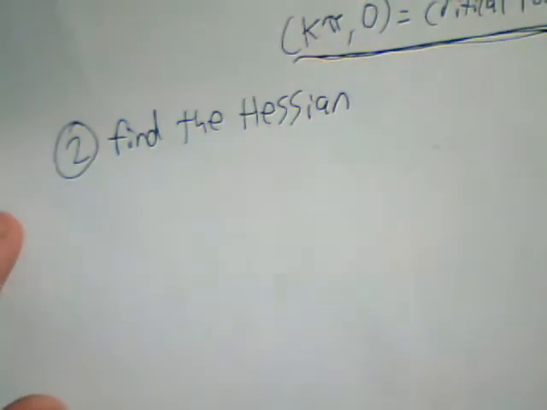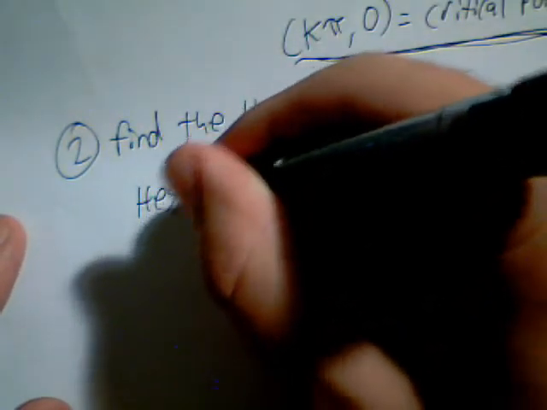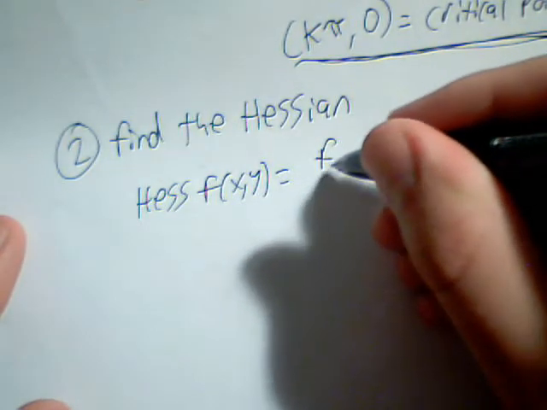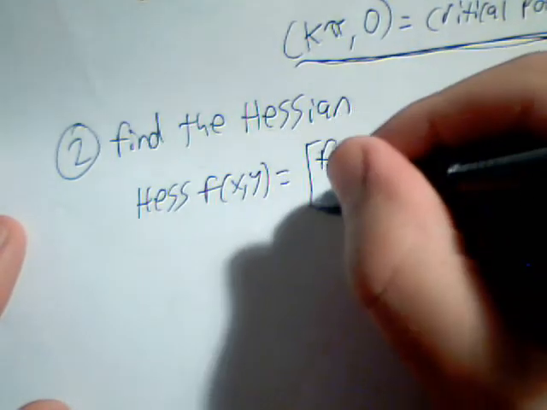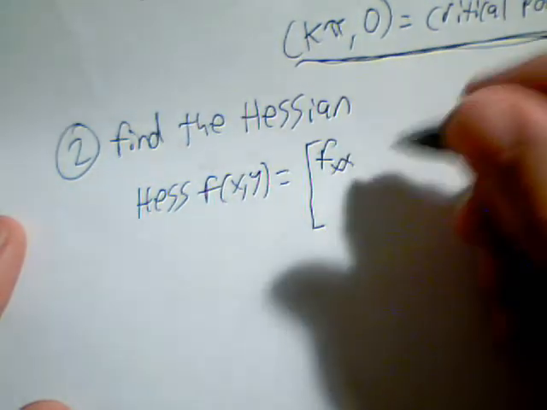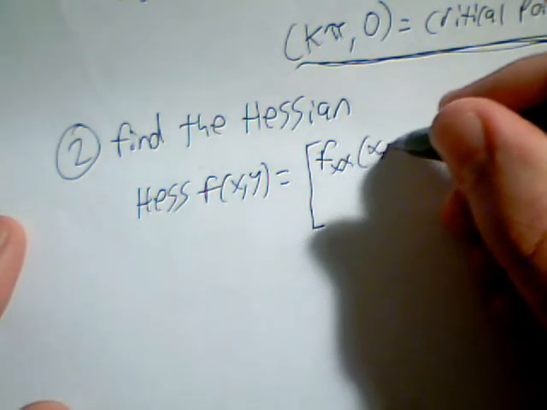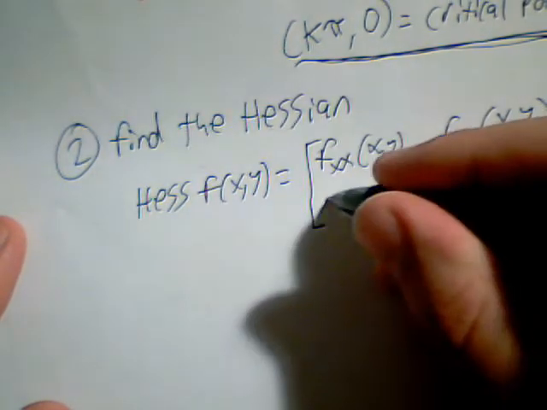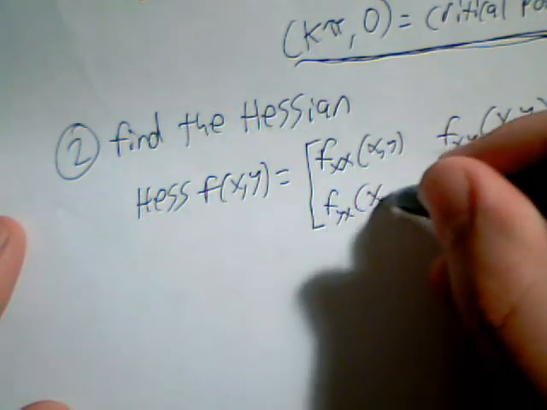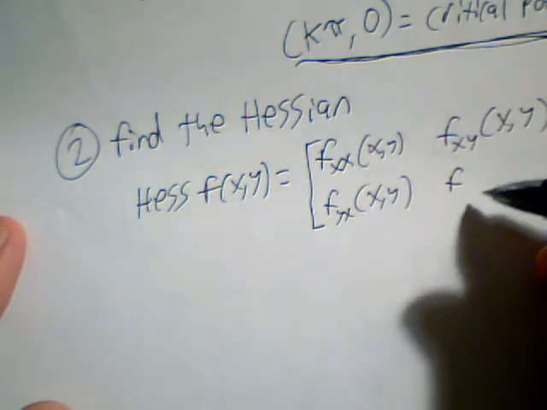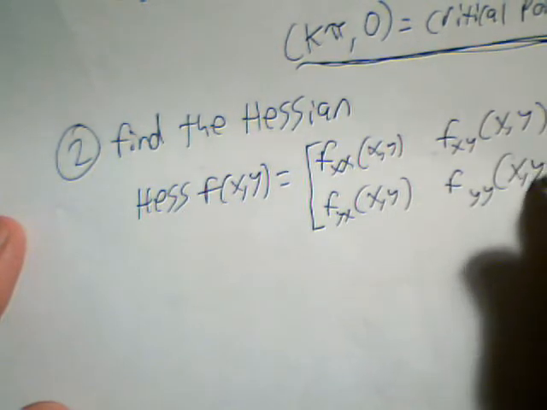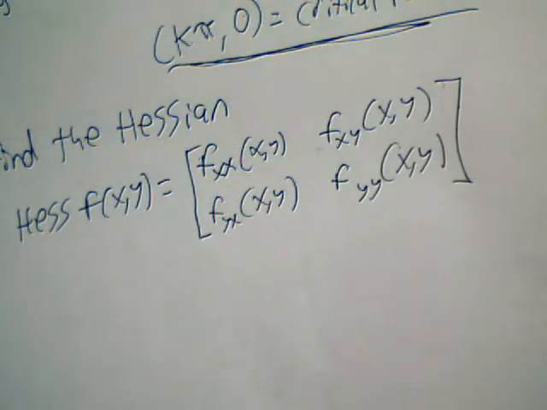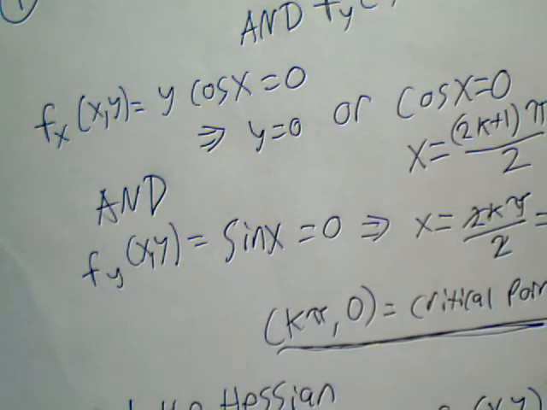So the Hessian is, remember, this guy. Hessian of f of x, y is really, and I'm going to abbreviate, second partial with respect to x at (x, y), partial xy at (x, y), partial yx at (x, y), and partial yy at (x, y). Okay.